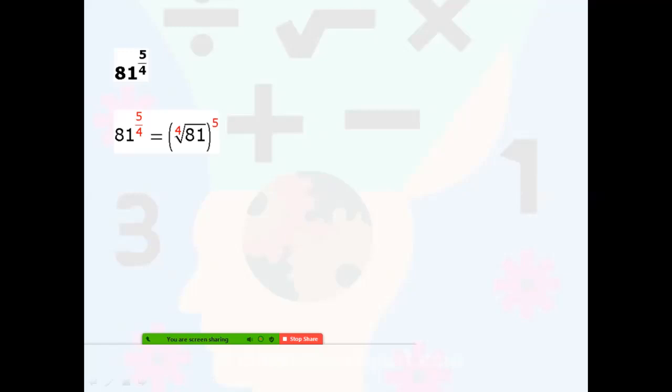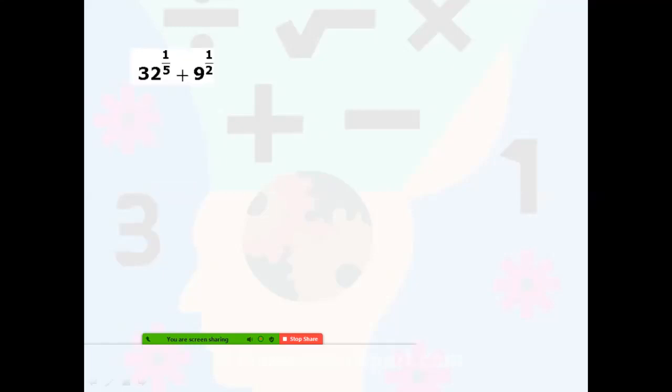All you need to do is first solve the fourth root of 81. By now you must be very well aware of these roots. That's going to be 3, because 3 multiplied 4 times will give you 81, and 5 is the exponent. So 3 multiplied 5 times is going to give you 243. Do not make the mistake of 3 multiplied by 5. Never do that mistake. 3 multiplied 5 times means 3 multiplied by 3 multiplied by 3 multiplied by 3 multiplied by 3.